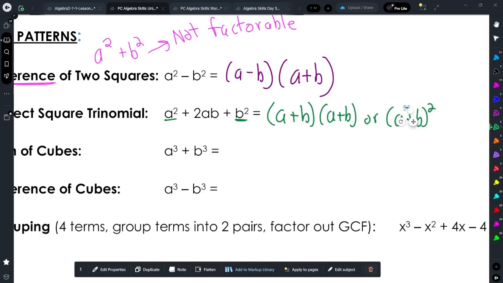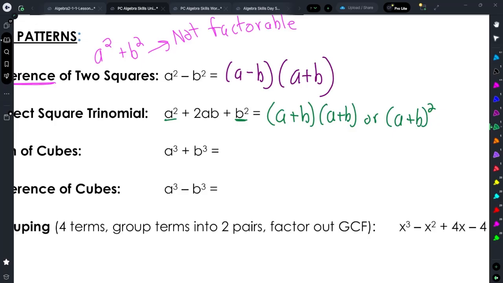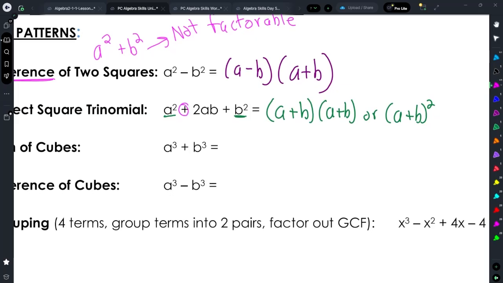Now the same thing applies for subtraction, where if this was minus, and if this was subtraction, then it would be a minus b squared. So like if it was a squared minus 2ab plus b squared, that would be a minus b squared.